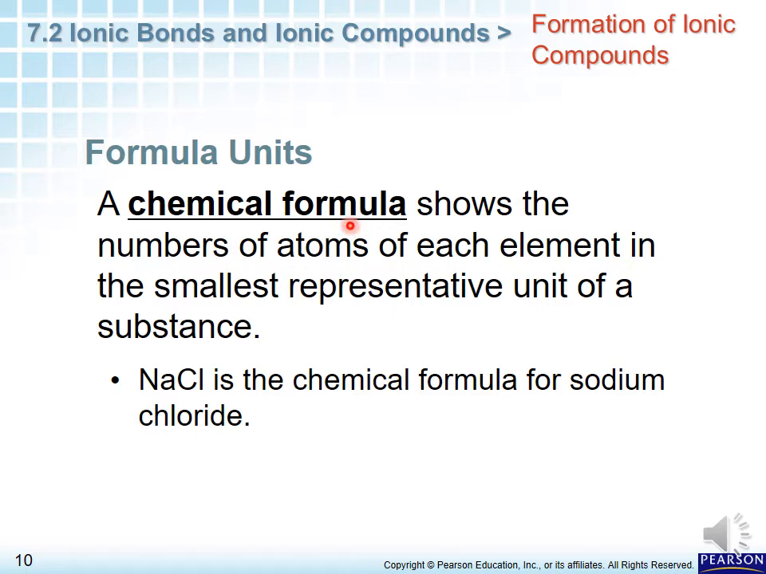We can divide the chemical formula into two types: one is called the molecular formula, the other is called the formula unit. So what is the difference between these? Molecular formula, remember, is the actual number of atoms, like H2O. H2O is the molecular formula of water. So H2O means how many hydrogen? 2 hydrogen and 1 oxygen.